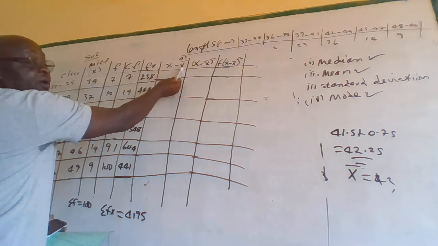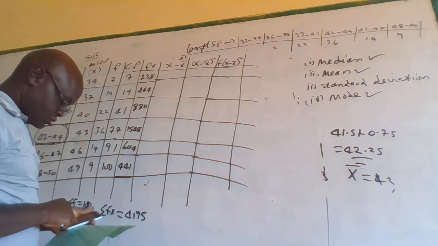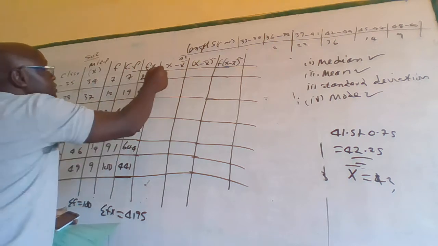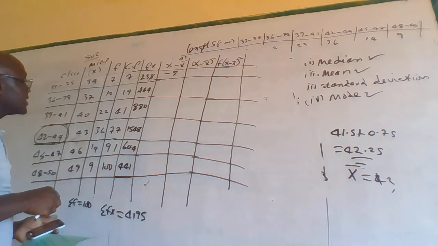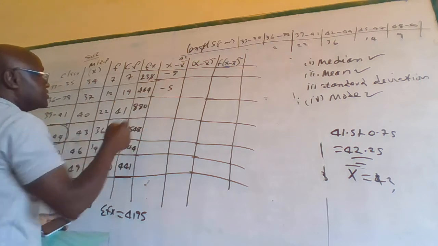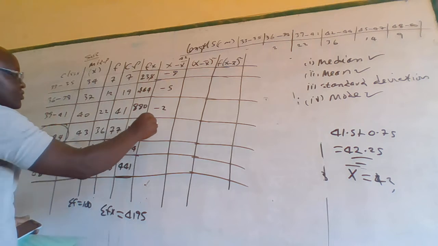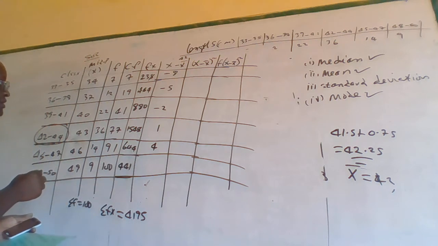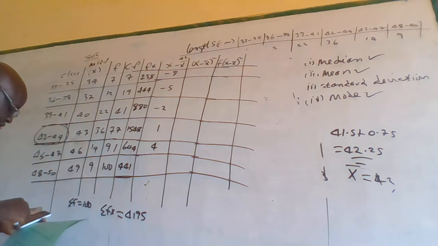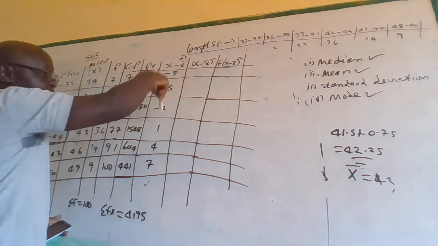So x minus x bar, our x bar is 42. Our x here is, we have 34 minus 42, negative 8. 37 minus 42, we have negative 5. 40 minus 42, negative 2. 43 minus 42, 1. 46 minus 42, we have 4. Then 49 minus 42, we have 7.